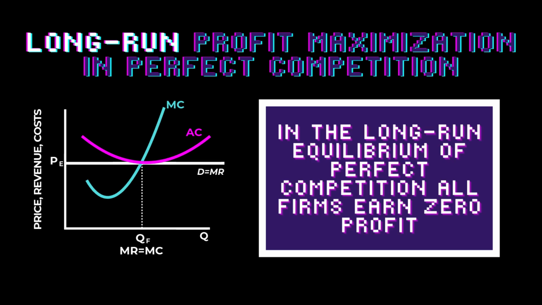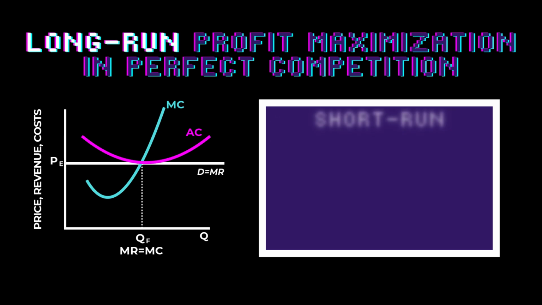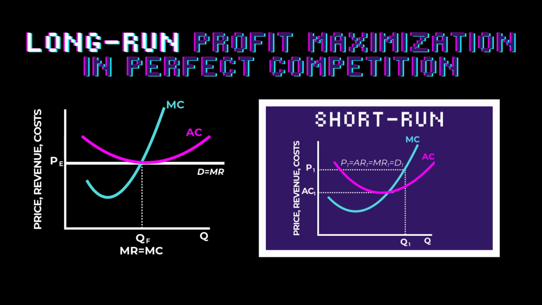Let me explain. Going back to our mango farm, let's say for whatever reason, the price of mangoes went up, and now the price or average revenue is greater than your average cost. Now, in the short run, this means you will make an abnormal profit, but that's only because the number of firms is fixed in the short run. Now we're in the long run, and firms can enter or exit the market as they wish.